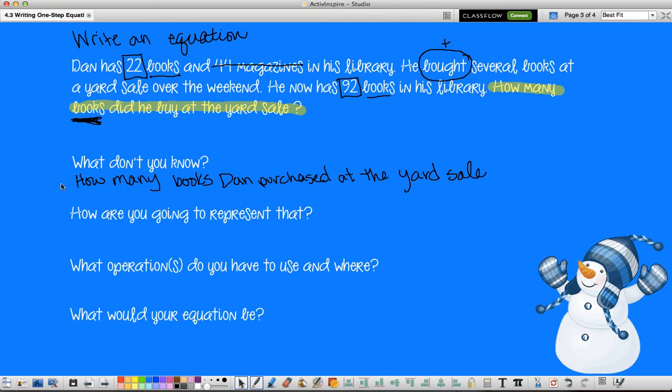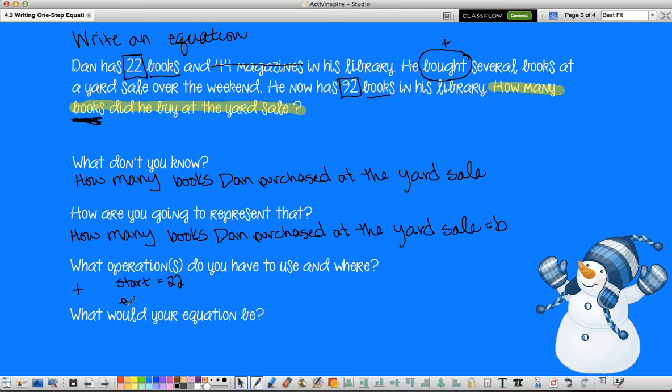Okay, so how are we going to represent that? Well, I am going to take this, and it is going to be represented by B for books. What operation am I going to use? Addition. Where did he start? And I know it's addition because bought told me that we were adding to his total. He started with 22 books and he ended with 92 books.